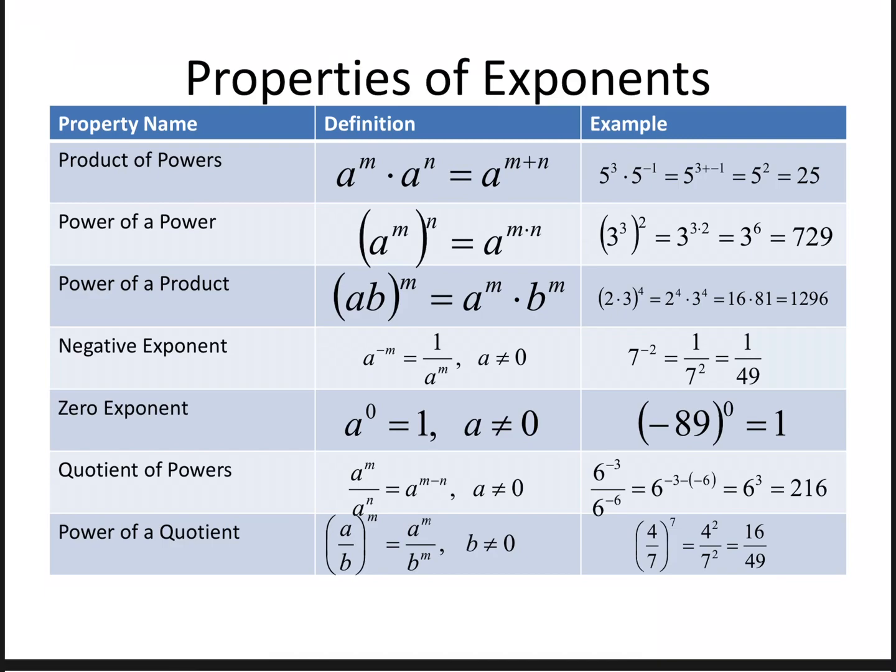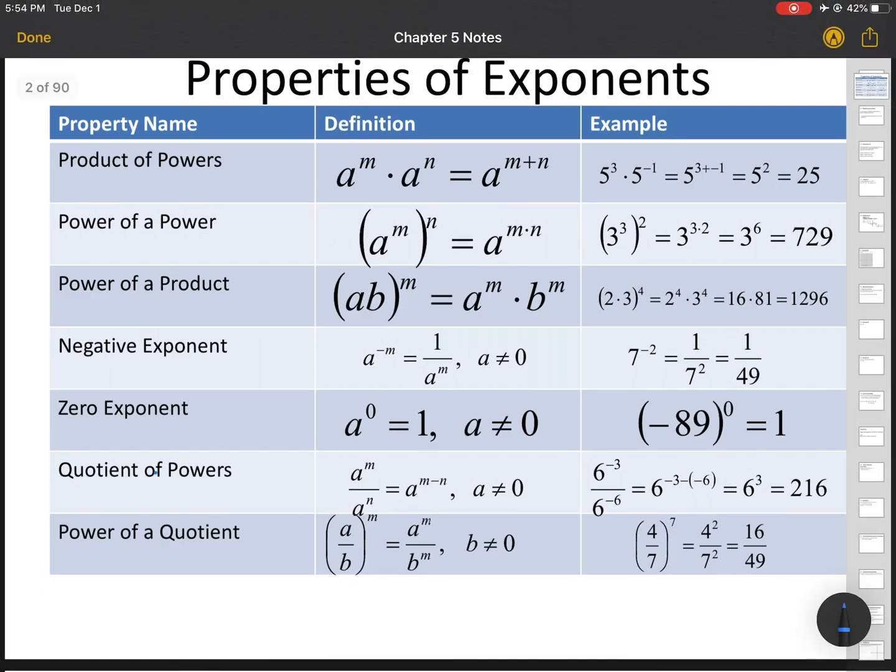So for example here, I have off to the left, the bases are 5s, and since they're the same and they're being multiplied together, all I need to do is add their exponents. So 3 plus -1 does give me 2, and I can actually evaluate that because that's just a number squared, and 5 squared is 25.